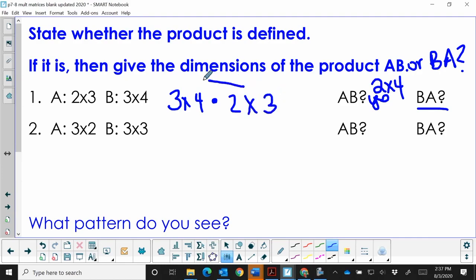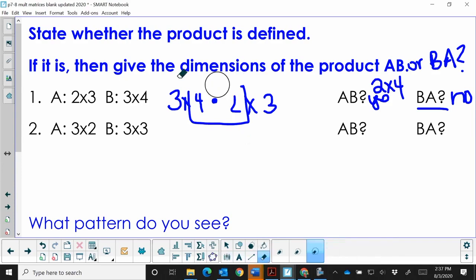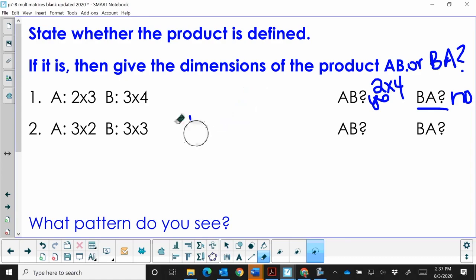Well, let's look. Do the inner dimensions match? The answer is no. I can't even multiply those together. So that one's just simply no. And so if you come across some of those, which you will, you say cannot be multiplied together, does not exist, DNE.